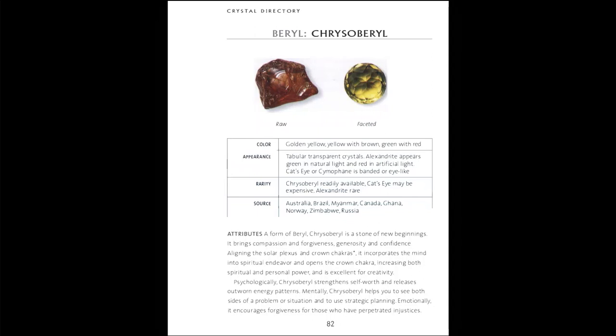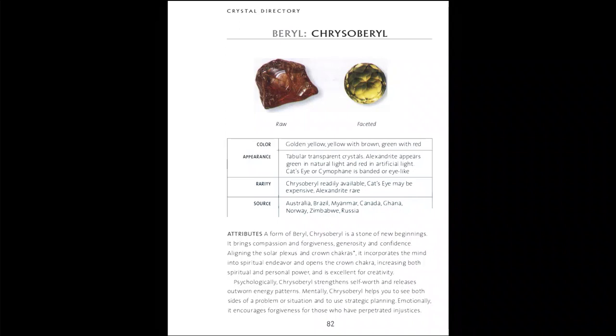As a form of beryl, chrysoberyl is a stone of new beginnings. It begins compassion and forgiveness, generosity, and confidence, aligning the solar plexus and crown chakras. It incorporates the mind into spiritual endeavor and opens the crown chakra, increasing both spiritual and personal power, and is excellent for creativity. Psychologically, chrysoberyl strengthens self-worth and releases outworn energy patterns.